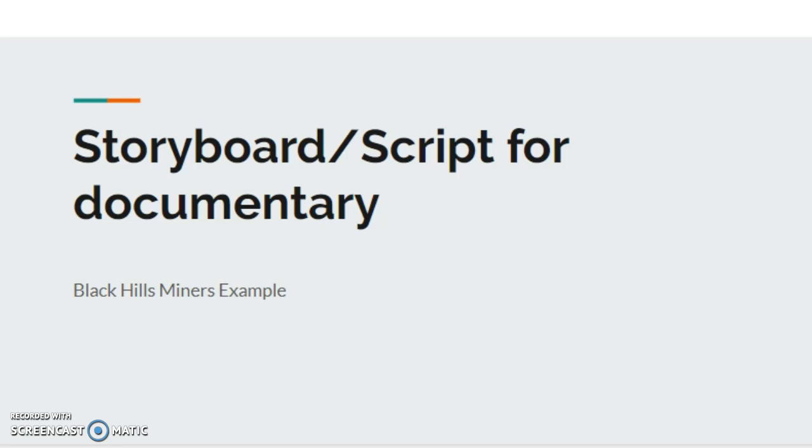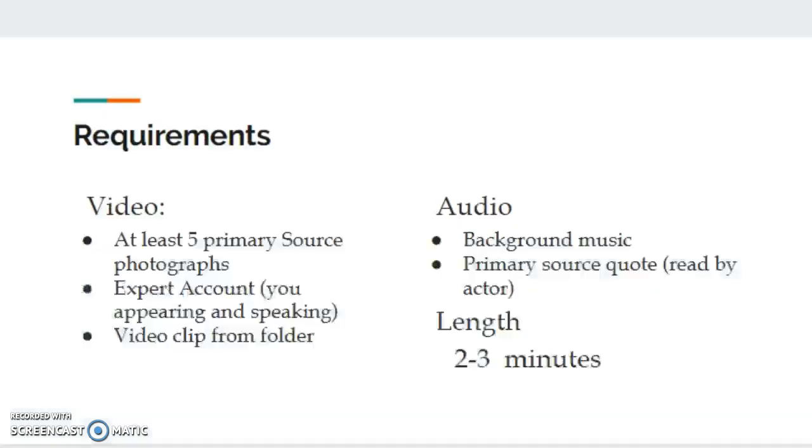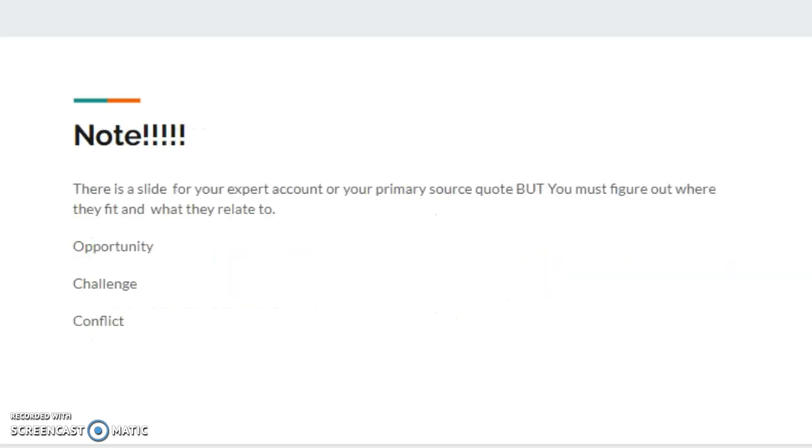Here's my title sheet just to let you know what it is. It's a reminder of what the requirements are: at least 5 primary source pictures. There's an expert account, which is going to be you appearing on screen and speaking, and for this one it would be me, a video clip from the folder that I'm giving you. Audio, you need to have some background music. There's a primary source quote read by somebody else, an actor. The best ones typically are maybe read by a parent, but at least somebody who's not you, so the narrator is not also the actor in that.